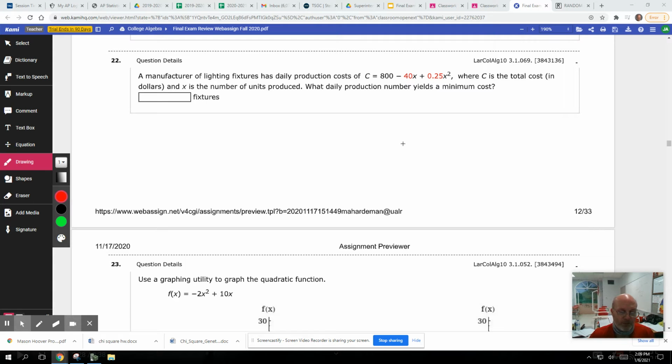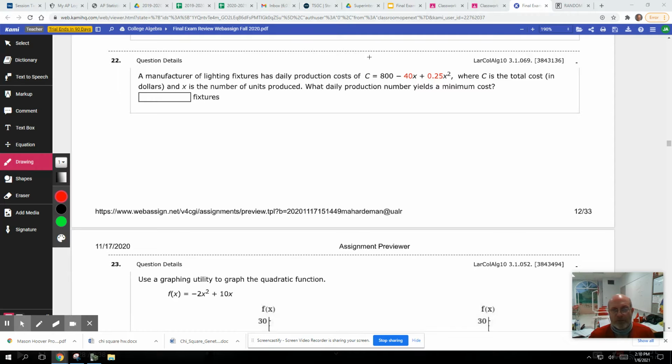All right, it's College Algebra Final Exam Review for UALR number 22. We have a problem that says the manufacturer of lighting fixtures has daily production cost of C equals 800 minus 40x plus 0.25x squared, where C is the total cost in dollars and x is the number of units produced. What daily production number yields a minimum cost?